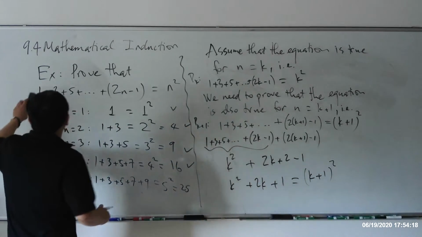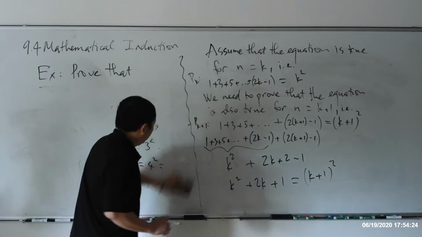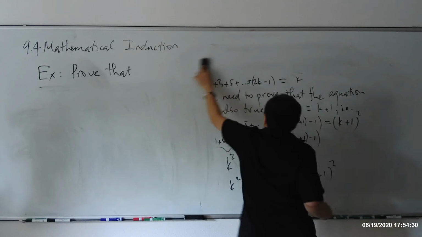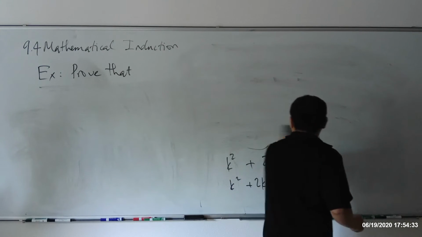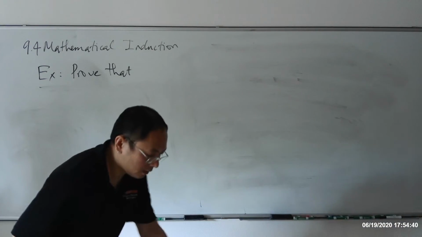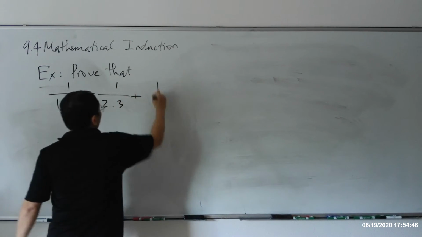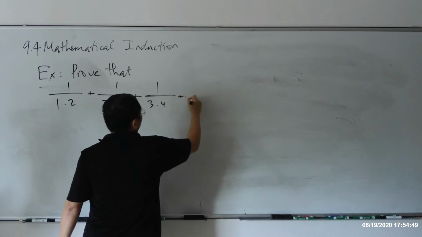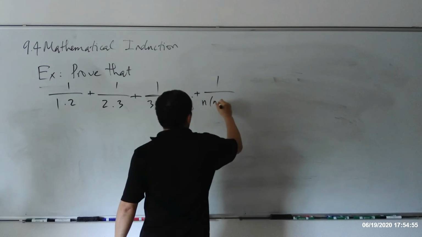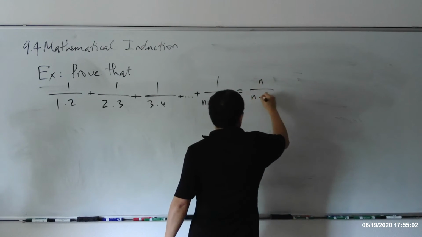All right, and I found one. Let's prove that 1 over 1 times 2 plus 1 over 2 times 3 plus 1 over 3 times 4 plus all the way to 1 over n times n plus 1 will be equal to n over n plus 1.